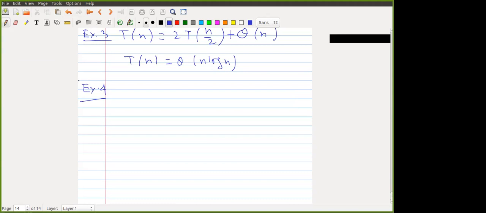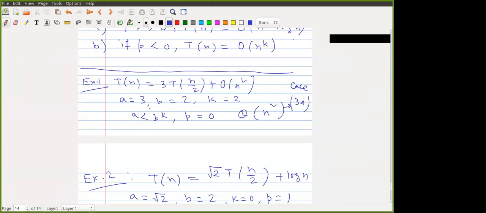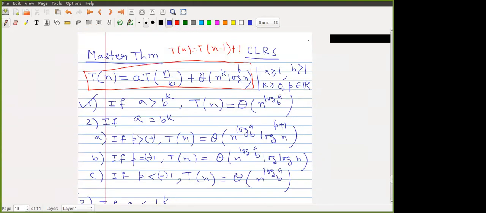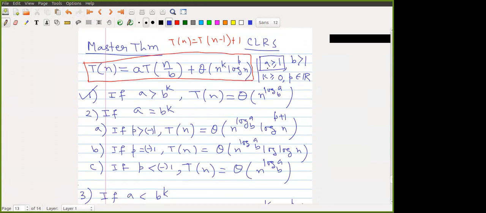Say T of n, like say 0.5, right? T of n by 2 plus 1, like a is less than 1 here, right? So at least this version of this thing. Here we have assumed that a is greater than or equal to 1, so this version doesn't apply.